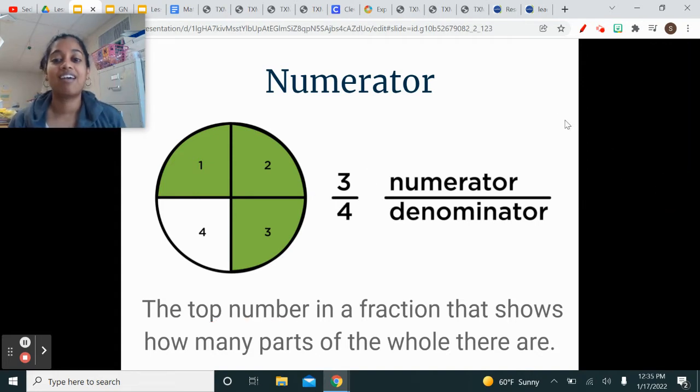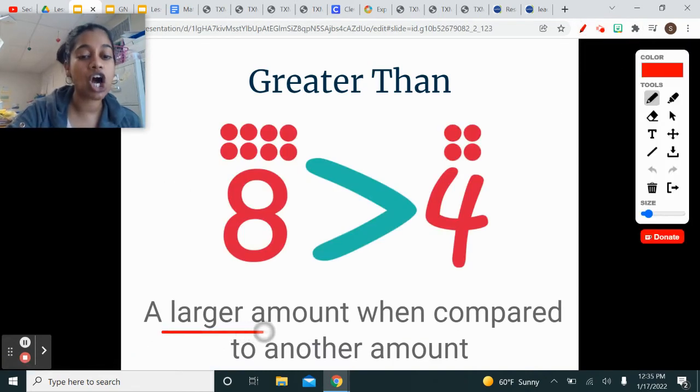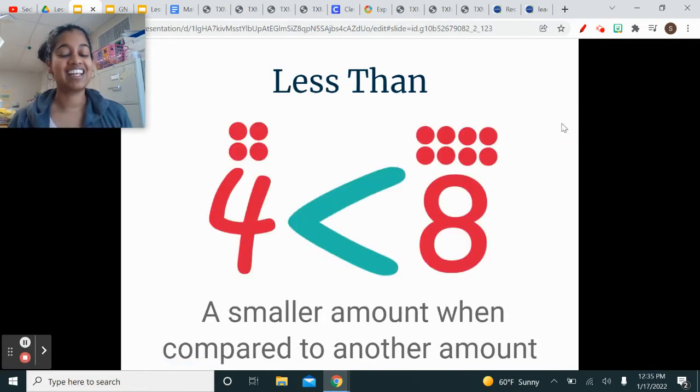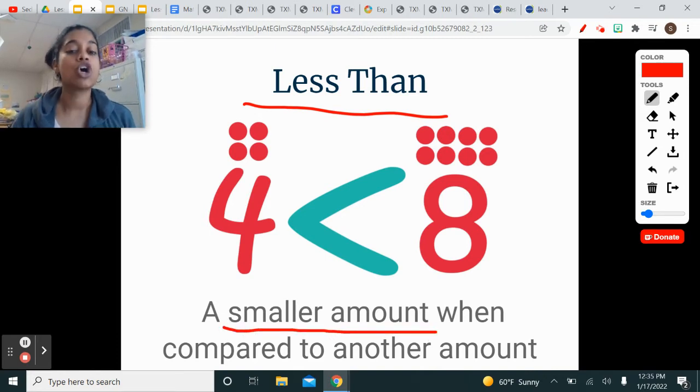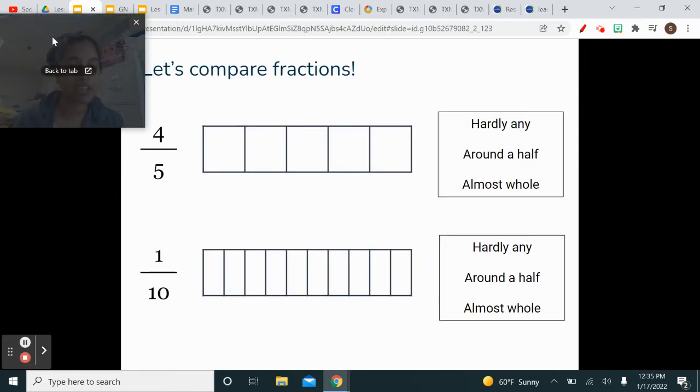All right. Now let's go into greater than. Greater than is the larger amount when compared to another number. So 8 is greater than 4. 8 is larger than 4. Less than is a smaller amount when compared to another amount. So 4 is smaller than 8, so 4 is less than 8. Great. Okay, let's get into our actual lesson.